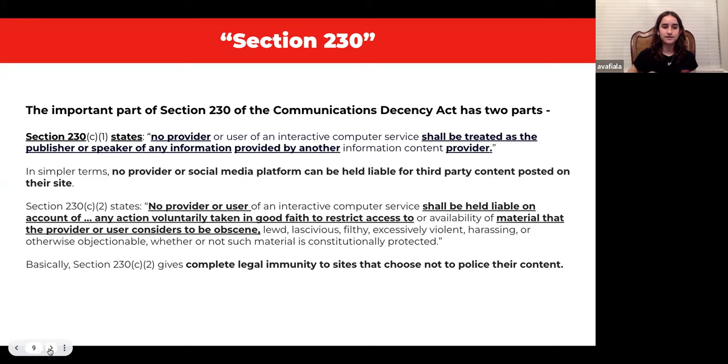The second part is Section 230(c), and it says no provider or user shall be held liable on account of any action voluntarily taken in good faith to restrict access to material that the provider or user considers to be obscene. So basically what it's saying is that Section 230 gives complete and total legal immunity to sites that choose not to police their content.